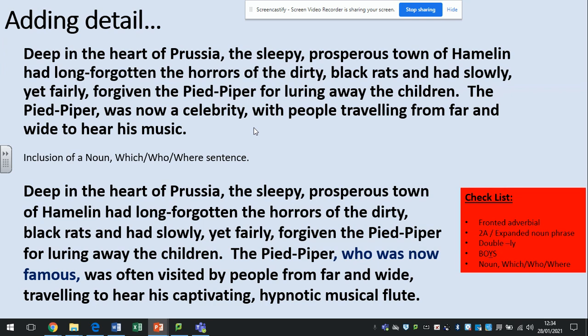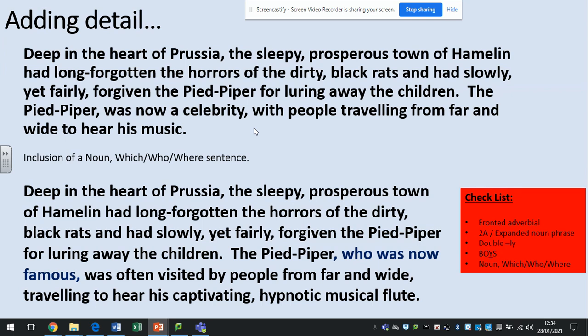So my noun which you wear sentence is this: the Pied Piper, comma, who was now famous, comma, was often visited by people, etc. Notice that the embedded clause is who was now famous. That's the extra piece of information with commas on both sides. I've also added captivating, comma, hypnotic musical flute. So I've expanded flute into an expanded noun phrase using a 2A sentence.